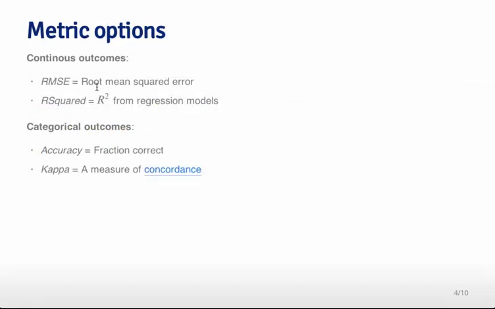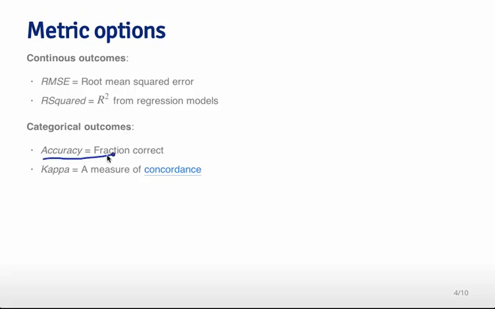So the metric options built into the train function for continuous outcomes are RMSE, or root mean squared error. You can also use R squared. This is the R squared that you get from a regression model, if you remember that from the inference class. R squared is a measure of linear agreement between the variables that you're predicting and the variables that you predict with. Linear agreement is very useful if you're using linear regression and things like that. It may not be so useful if you're doing more nonlinear things like random forests and so forth.